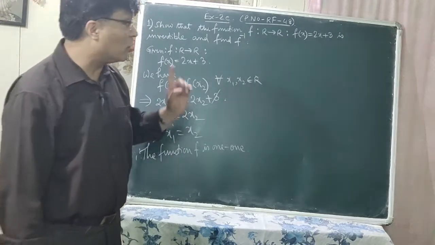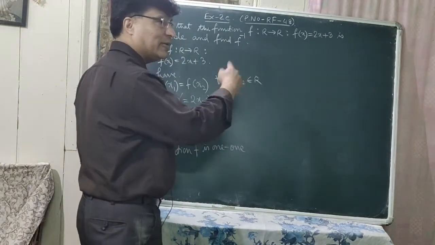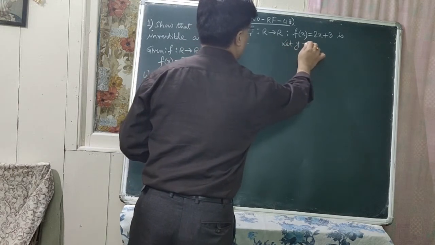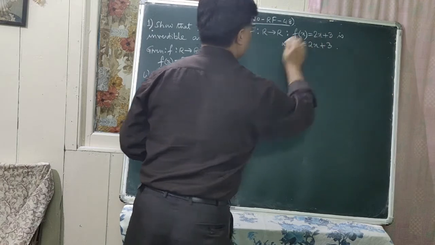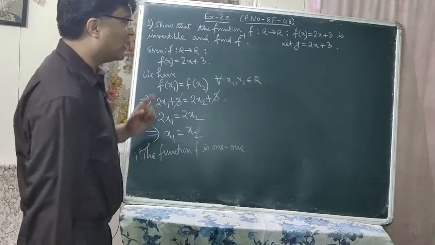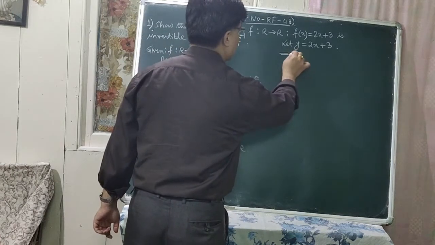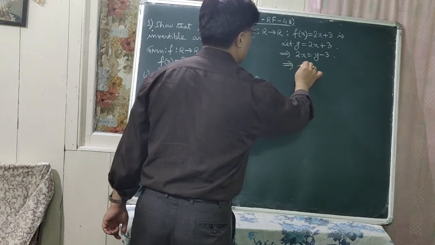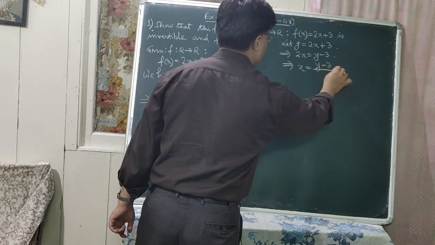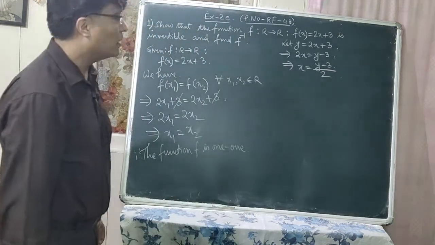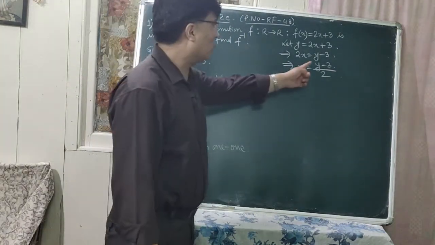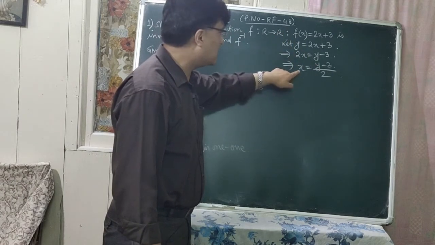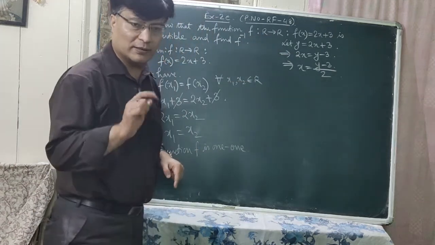So in order to prove onto, let us assume that y is equal to f of x is equal to 2x plus 3. Let y is equal to 2x plus 3. So let us get the value for x in terms of y. So which implies that 2x is equal to y minus 3, which implies that x is equal to y minus 3 by 2. Now, for every y belonging to this real number, this x belongs to this real number domain, isn't it?